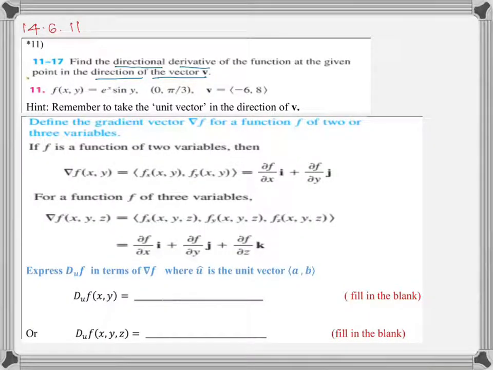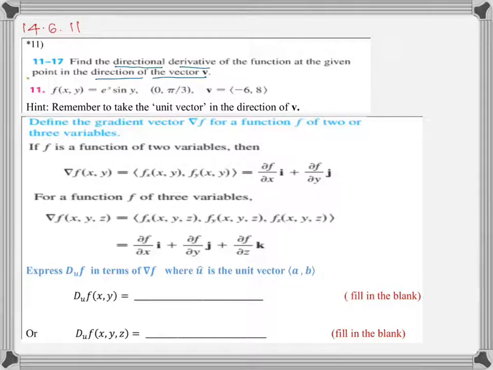So define the gradient vector del f for a function f of 2 or 3 variables. If f is a function of 2 variables, then del f, or nabla f, or gradient f at (x, y) is given in the component form as (fx, fy), the partial derivative of f with respect to x and the partial derivative of f with respect to y, which can be written in the vector form as partial derivative of f with respect to x times i, plus partial derivative of f with respect to y times j. For a function of 3 variables, it is the same. Only thing is we are going to have k components as well.